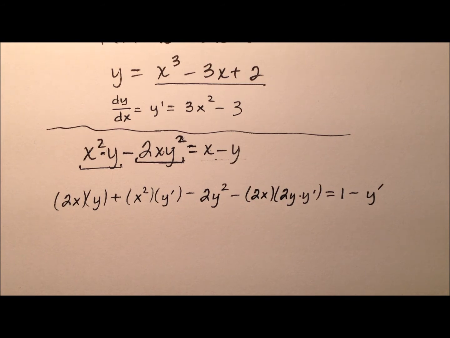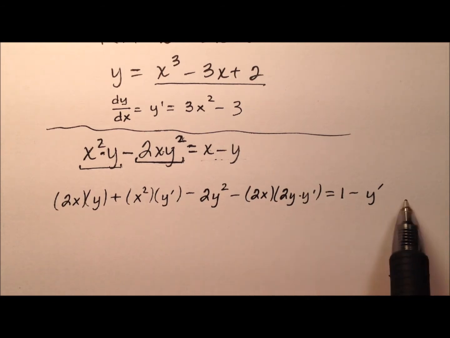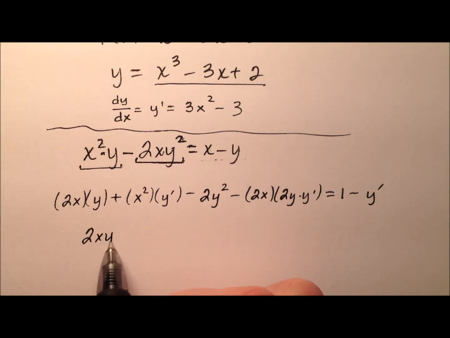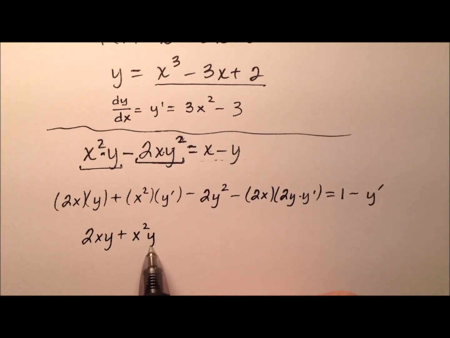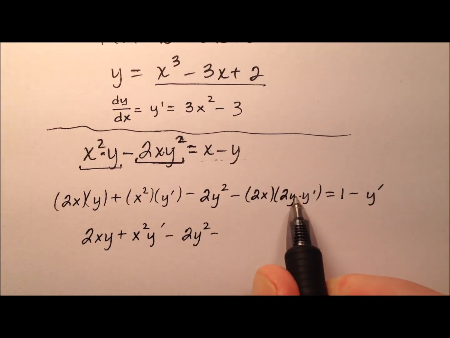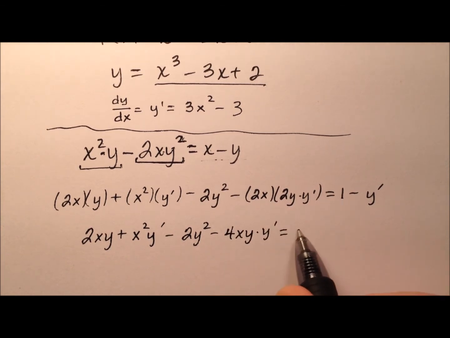As far as our guidelines are concerned, the second step is to get all the terms that include a y prime on one side of the equation and all the terms that do not include a y prime on the other side of the equation. So first, let's clean this up a little bit, and then we'll do that. So 2xy plus x squared y prime minus 2y squared minus, and this is all multiplication, 4xy y prime equals 1 minus y prime.